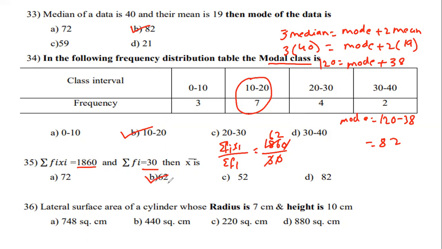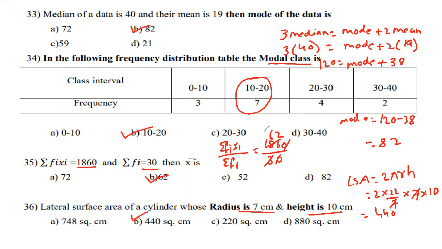Next, go for next sum. Lateral surface area of the cylinder whose radius is 7 centimeter and height is 10 centimeter. What is the formula? Lateral surface area is equal to 2 pi r h. 2 into 22 by 7 into radius 7 into height 10. 7 gets cancelled. 22 twos are 44. 44 into 10 is 440 square centimeter. So which option is right? Option B is correct.